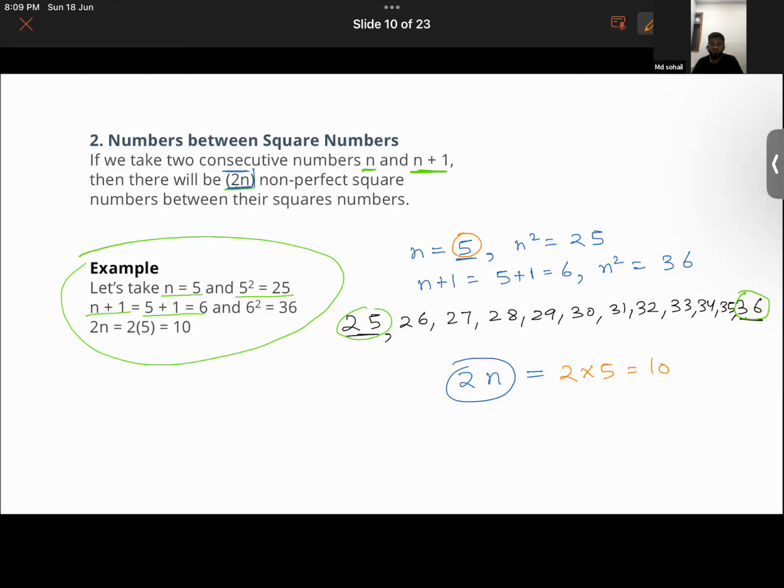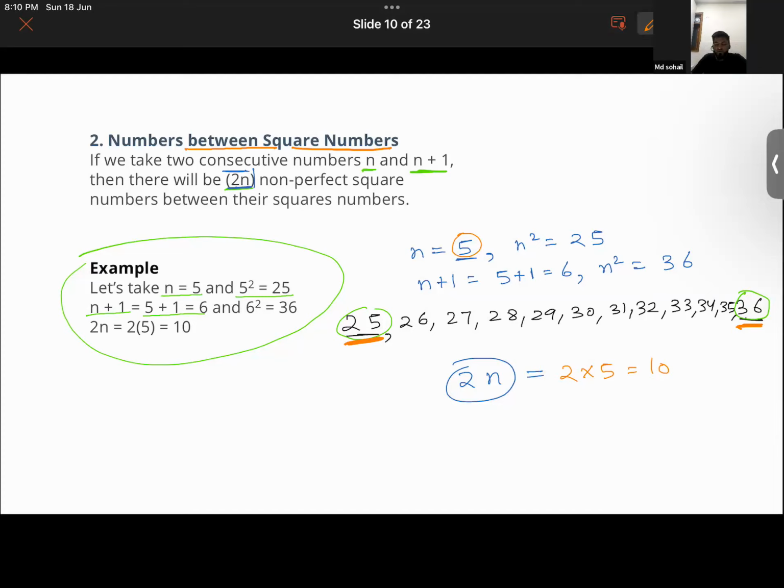Excluding 25 and 36. We need to find the numbers between the square numbers. What are the square numbers mentioned here? They are 25 and 36. Exactly. And Ahmed, you also count the numbers, so you also get a better idea.